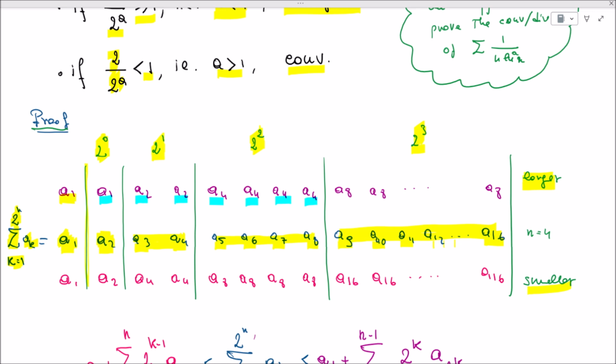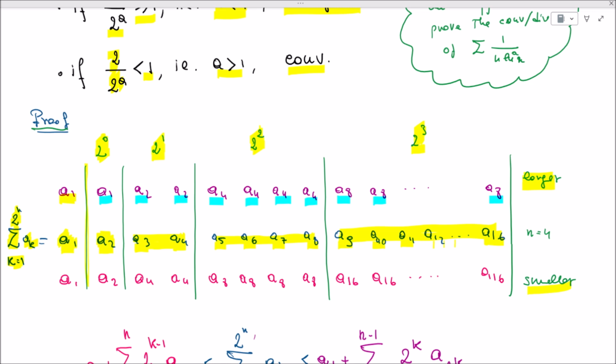The same thing happens with the last group. We have 8 elements, A9, A10, A11, up to A16, and we can replace all of them with A8, A8 up to A8, because this, of course, A8 will be larger of any of these elements. Okay, now that we have done this, let's go below and let's build a sequence which is smaller.